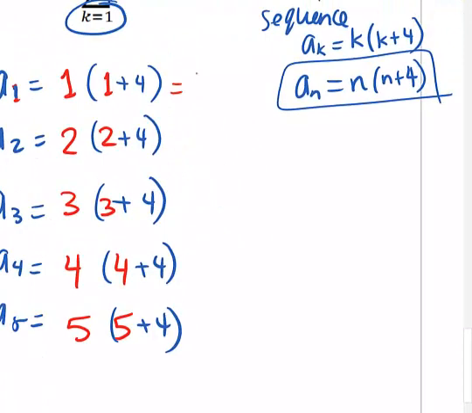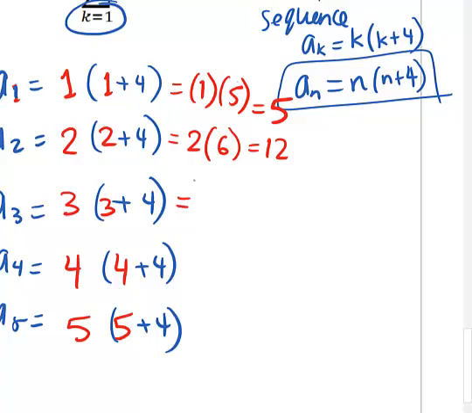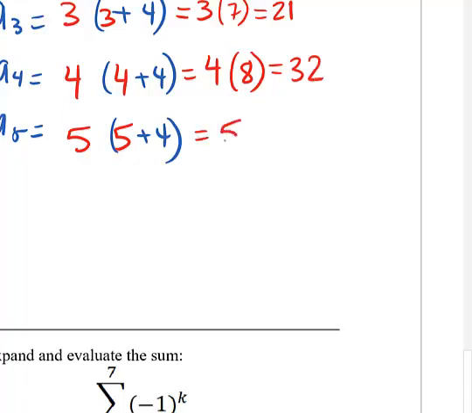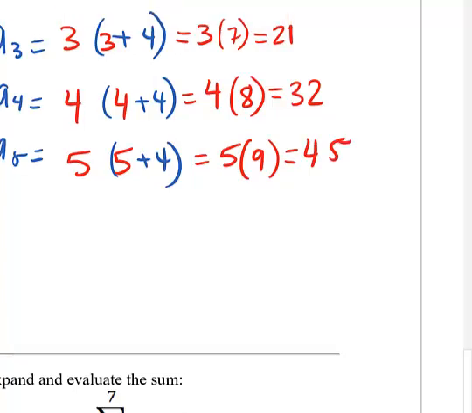The top one is 1 times 1 plus 4 is 5. So it looks like it's 5. The second one is 2 times 2 plus 4 is 6. That's 12. The third one is 3 times 3 plus 4 is 7. So 3 times 7, that's 21. The fourth one, 4 times 4 plus 4 is 8. So 4 times 8, that's 32. And then 5 times 5 plus 4 is 9. That's 45. So we got all the terms of the sequence.